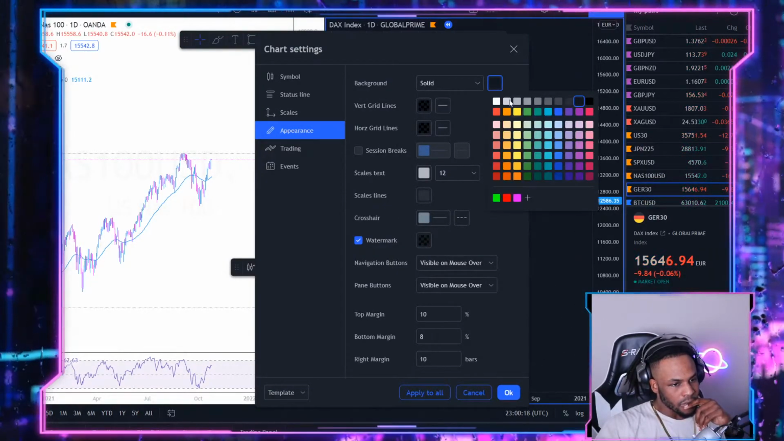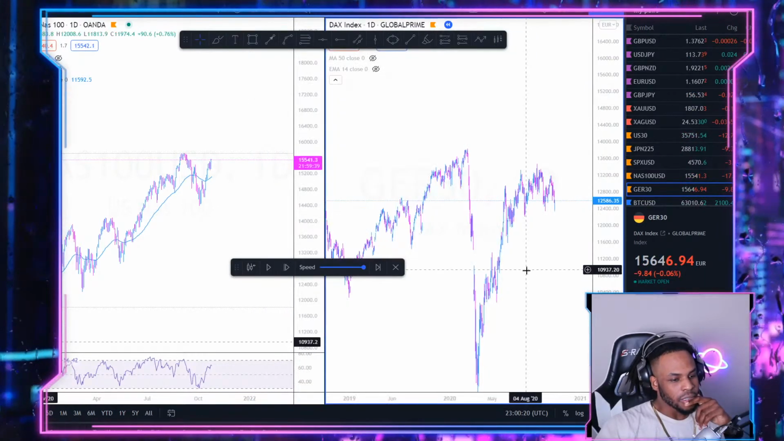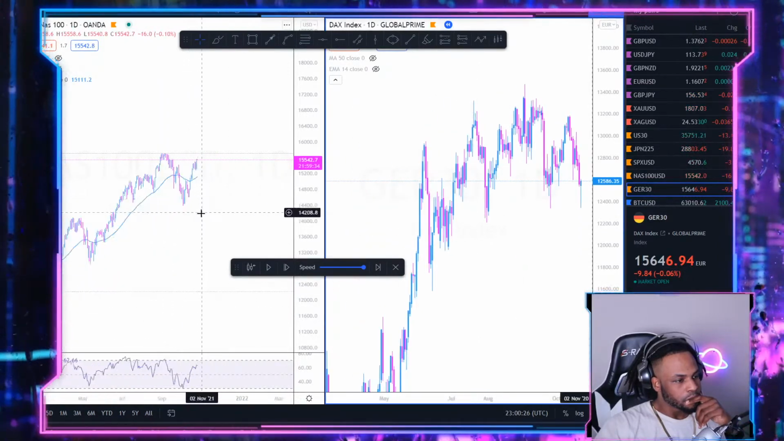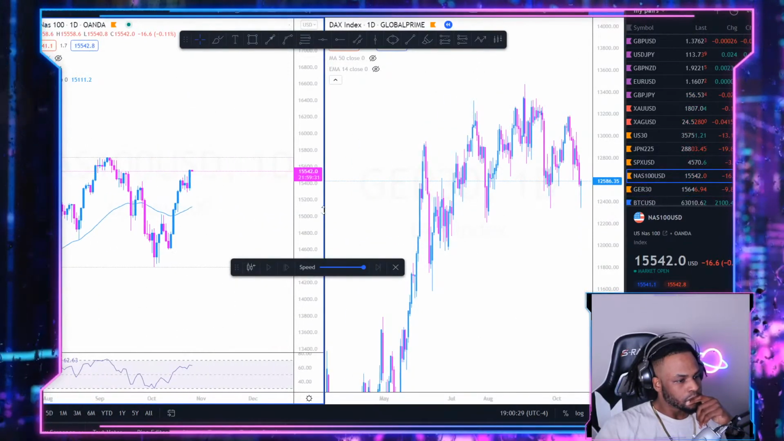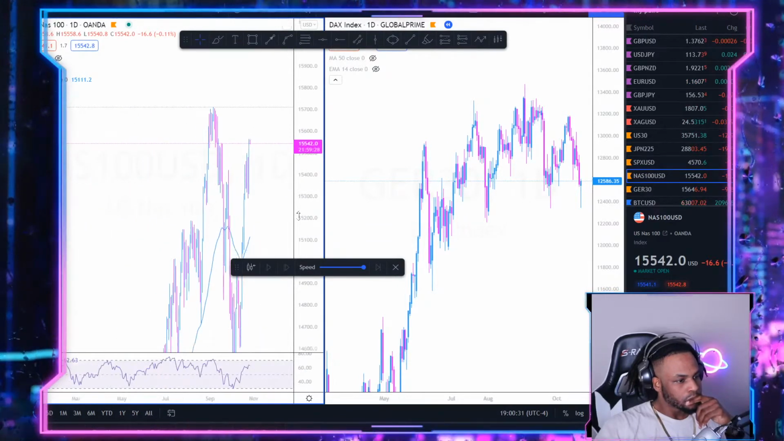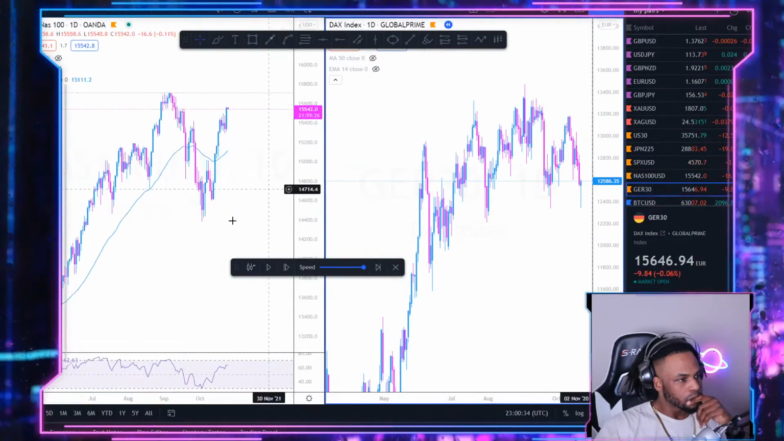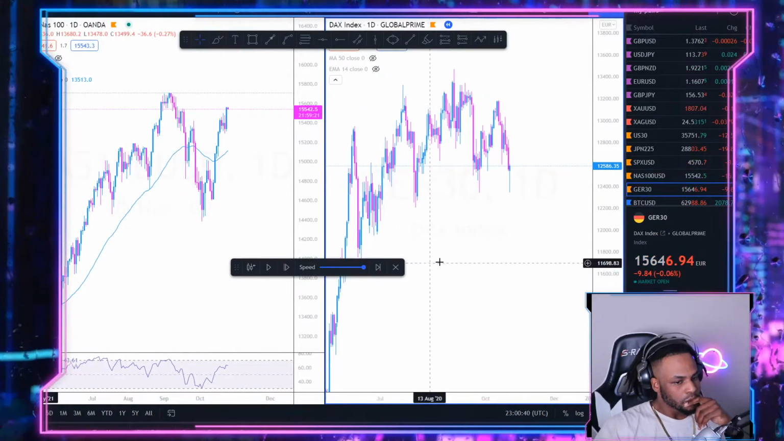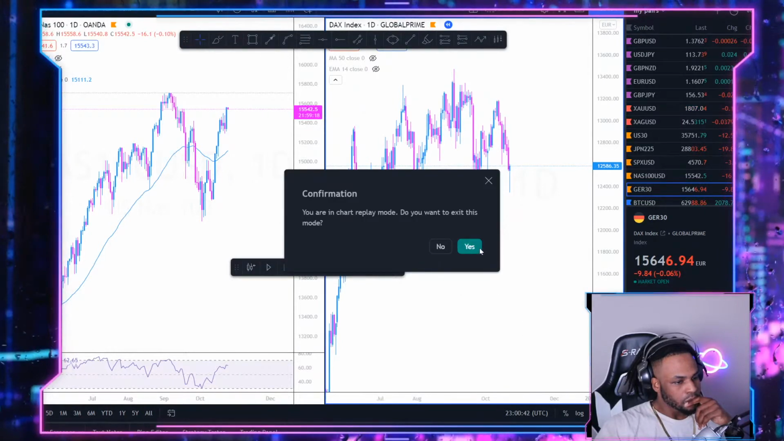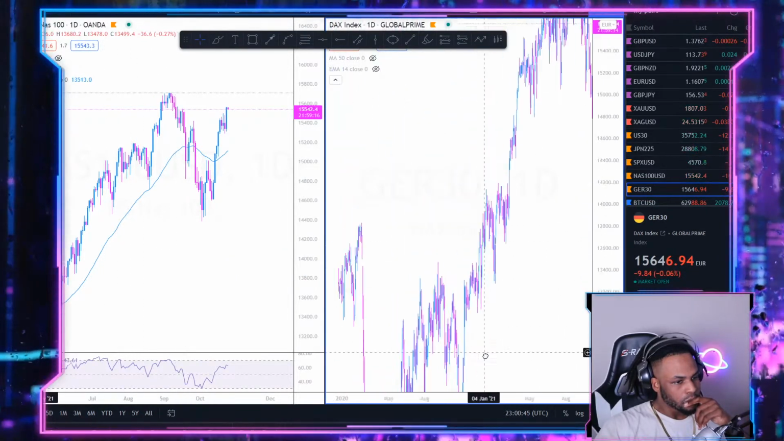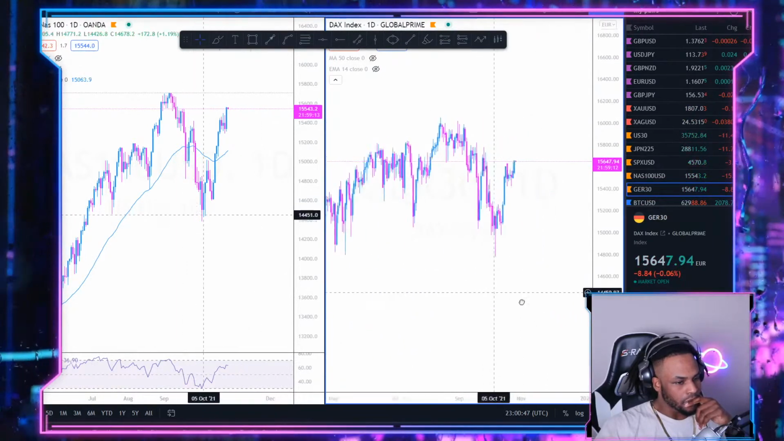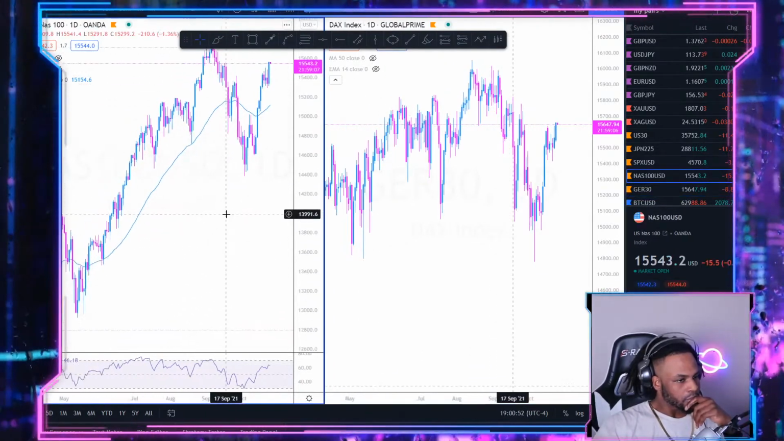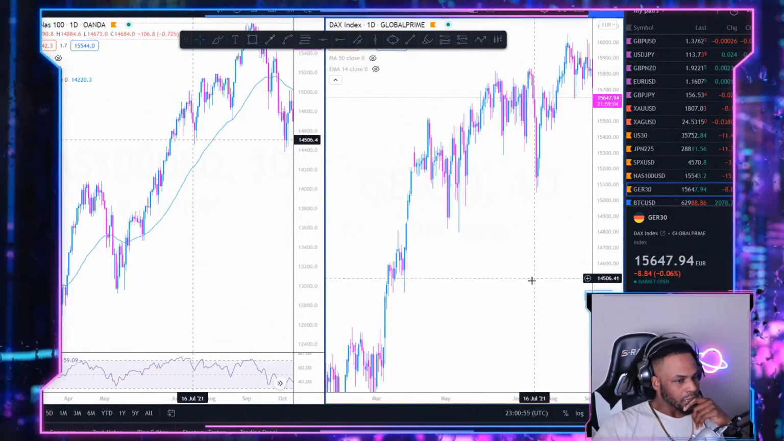Sorry, I used to trade with a dark screen. Now I'm trying a white screen for a while. Very similar. Okay, I thought something was weird with that. Yeah. NASDAQ looks a bit cleaner to me.